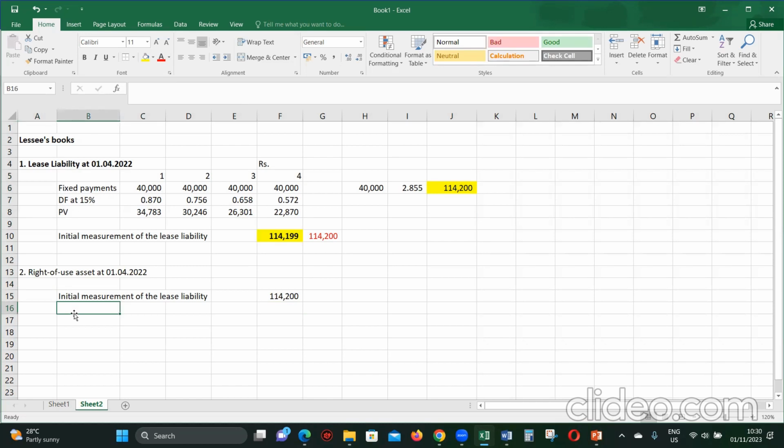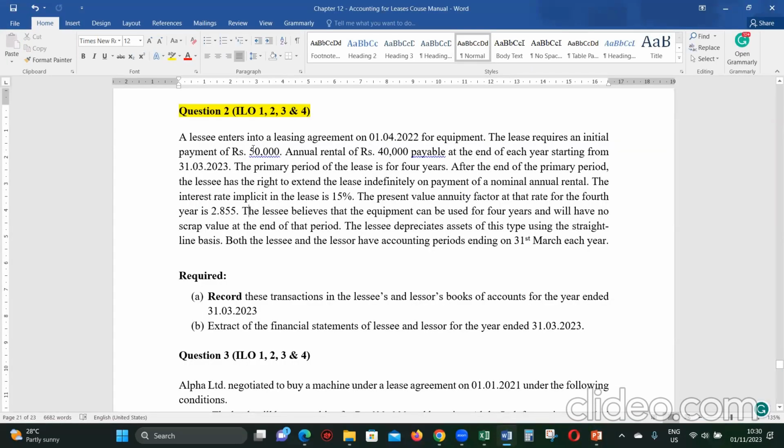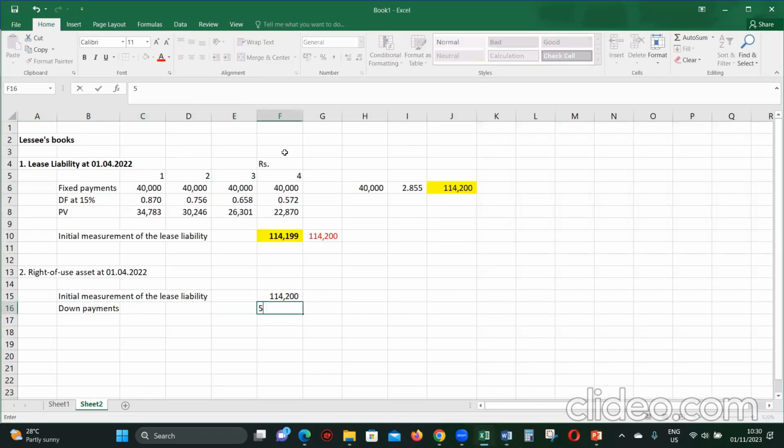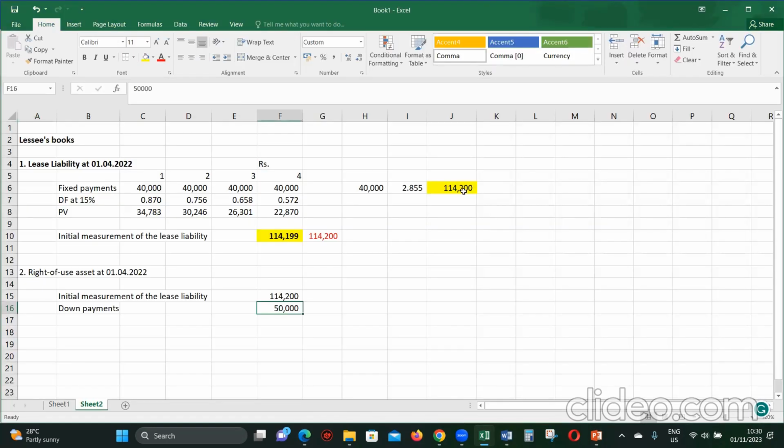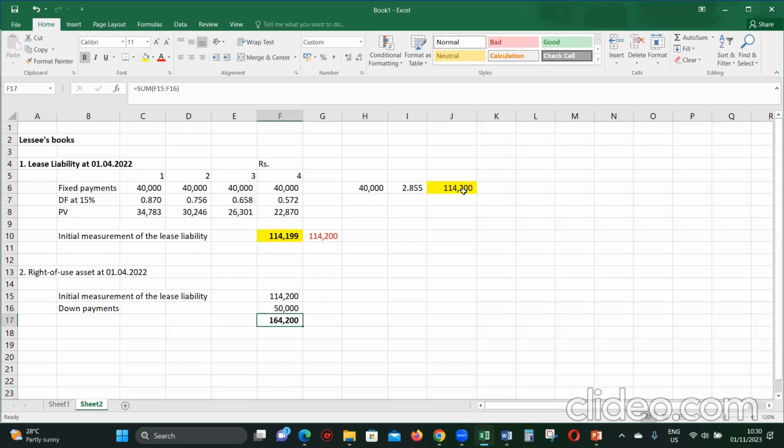And then, if you have any down payments, you need to take them. Do we have a down payment in the question? Yes, 50,000 down payment. So you have to take 50,000. Do we have any initial direct expenses given? No, there are no initial direct payments. Do we have a dismantling cost or restoring the site cost, whose present value we have to take? No, those things are not given. So we have only the initial measurement of the lease liability and the down payment. You can take the total. This is the right of use asset as at 1st April 2022. This is the answer.